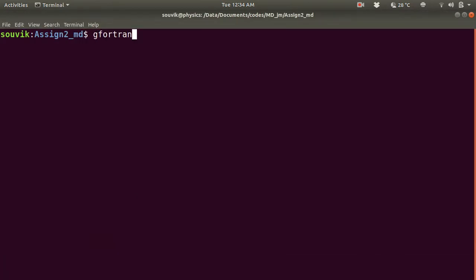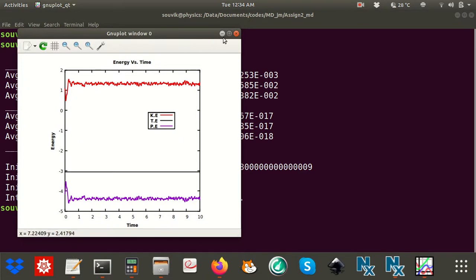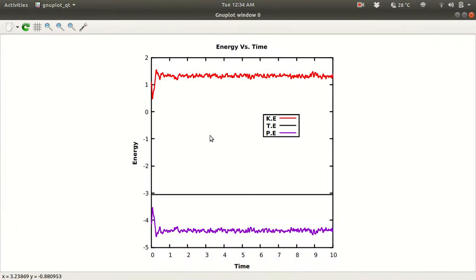So gfortran with -O3 to make the program faster, which is the compilation task, and then md varlet.f90 and then ./error.out. As we can see, this is the initial average velocity along the x direction. So this completes, and as you can see, the total energy is almost a straight line. There is no fluctuation in total energy. This is the black curve, and the red curve is the kinetic energy. There is fluctuation in the kinetic energy around this value of 1.5 or so.